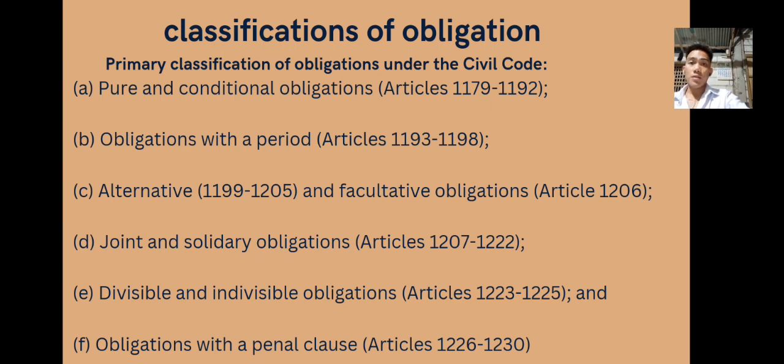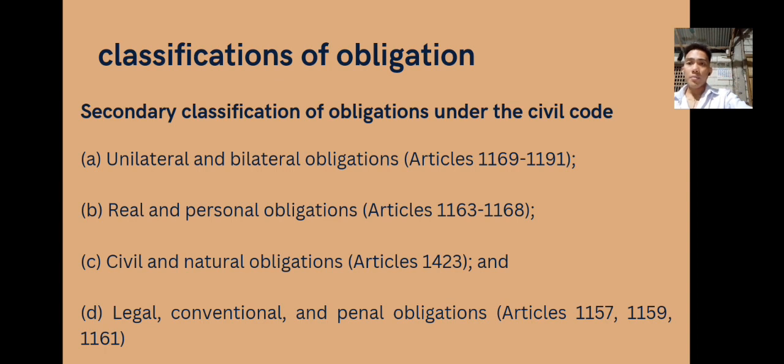The primary classifications of obligations under the Civil Code are pure and conditional obligations, obligations with a period, alternative and facultative obligations, joint and solidary obligations, divisible and indivisible obligations, and obligations with a penal clause. And the secondary classifications of obligations under the Civil Code: first is unilateral and bilateral obligations. Second is real and personal obligations, civil and natural obligations, and legal, conventional, and penal obligations.